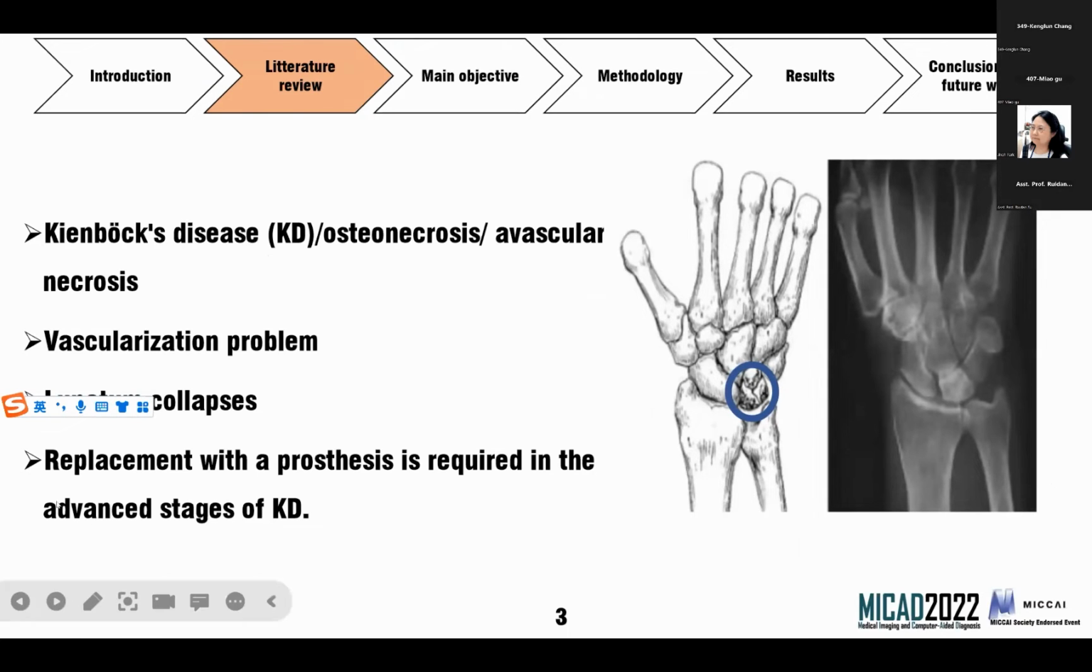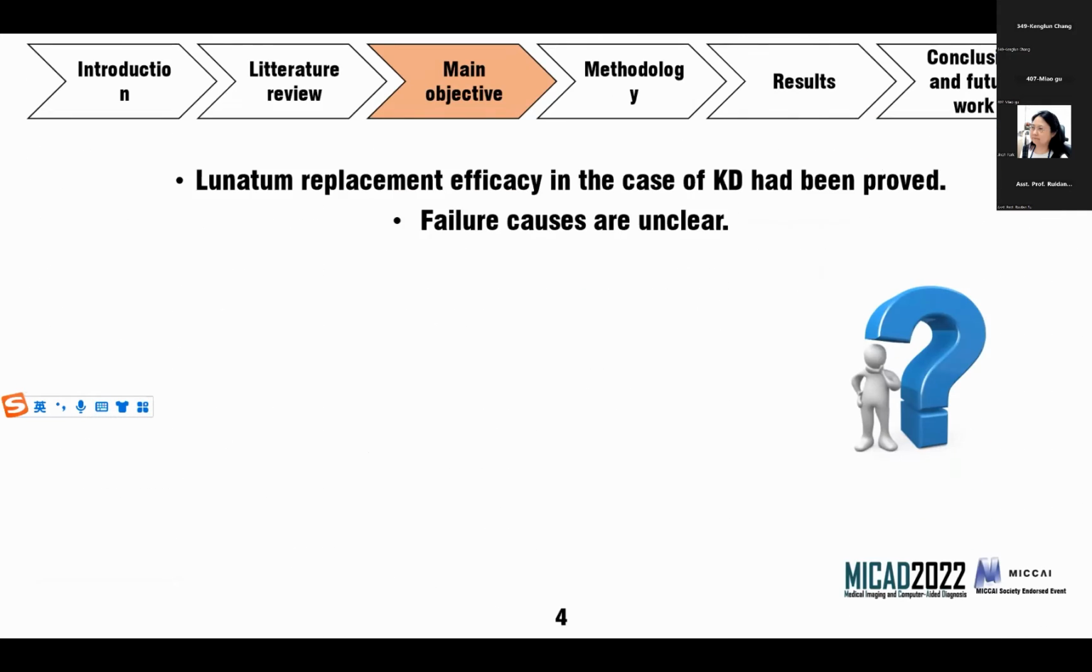So carpal bones are the bones forming the wrist, and Kienbock disease or osteonecrosis, which is a vascularization problem, is considered to be the main cause of carpal bone collapses, especially the lunatum. In the case of advanced stage of Kienbock disease, replacement with a prosthetic is required. Lunatum arthroplasty or lunatum replacement with a prosthesis has shown great outcomes when it comes to Kienbock disease cases, and that was proven by clinical trials.